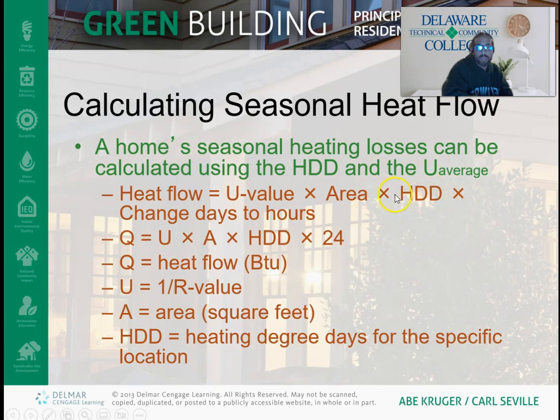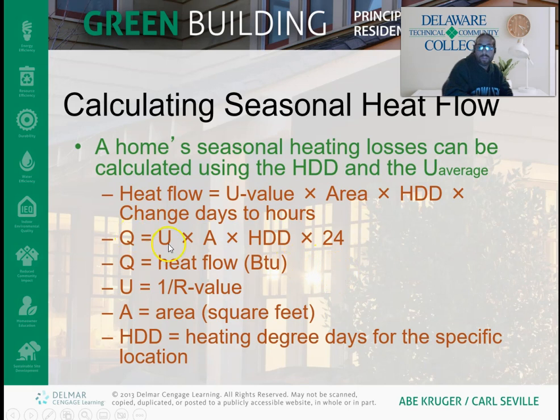Okay, so this is something we're doing in lab. And once you do that, you multiply the HDD times the U value times the area times 24, and that'll give you your approximate heat flow throughout the year. Now keep in mind this is approximate, but it gives you a really good approximation.